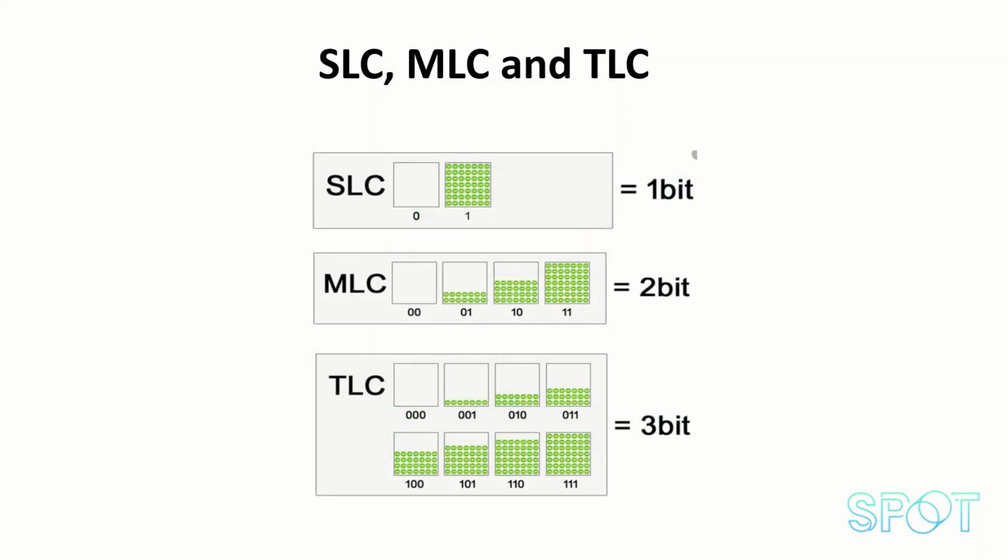Now I'm going to go over another aspect of SSDs, and it's the terms SLC, MLC, and TLC. These refer to the structure of flash memory cells and how many bits each cell can store. SLC is single level cell, stores 1 bit. MLC is multi-level cell and stores 2 bits. And TLC is triple level cell and stores 3 bits.